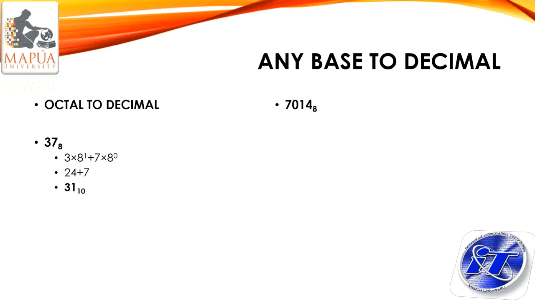Another example, 7014 base 8. Again, this is a whole number, so 4 will have a positional value 8 raised to 0. From right to left, it increases by 1. So the solution will be 7 times 8 cubed plus 0 times 8 squared plus 1 times 8 raised to 1 plus 4 times 8 raised to 0. Get the products, get the sum of the products, and that will be our answer in decimal, 3596 base 10.